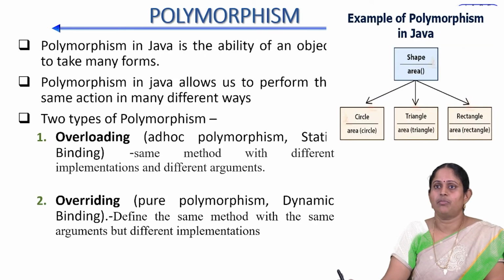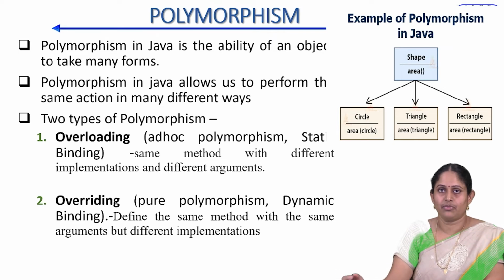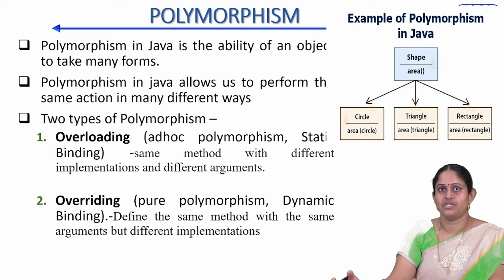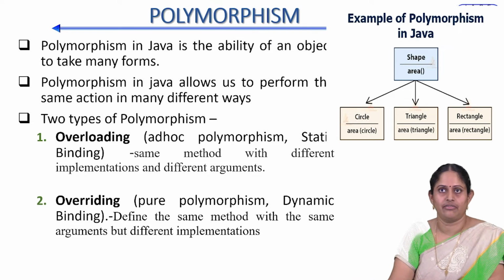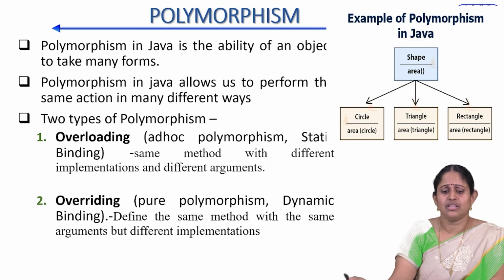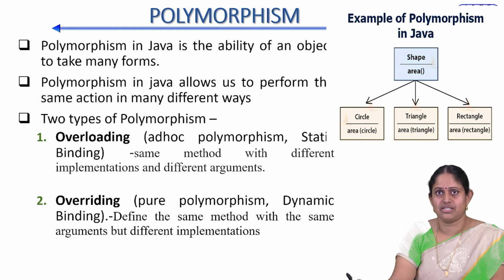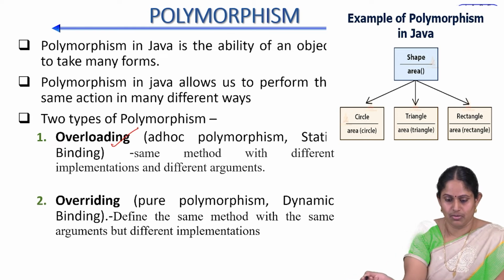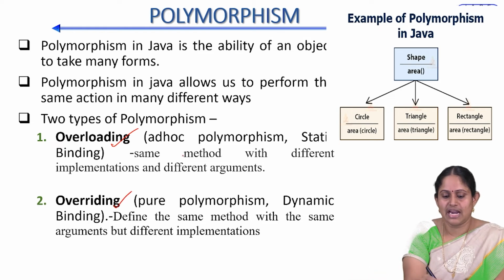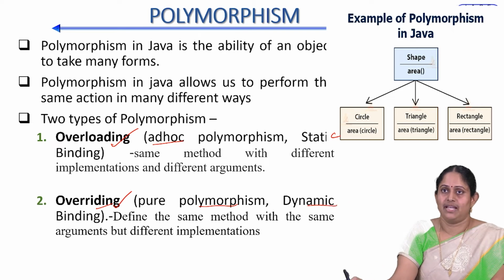Next feature is polymorphism. Polymorphism is the ability of a program or an object to exist in more than one form. There are two types of polymorphism in Java: overloading and overriding. Overloading is also called ad hoc polymorphism or static polymorphism, and overriding is called pure polymorphism or dynamic binding.